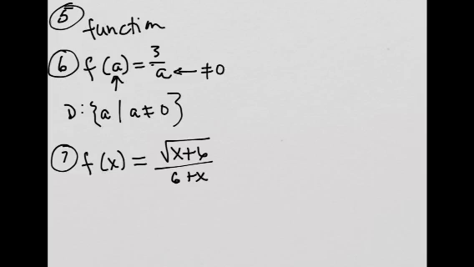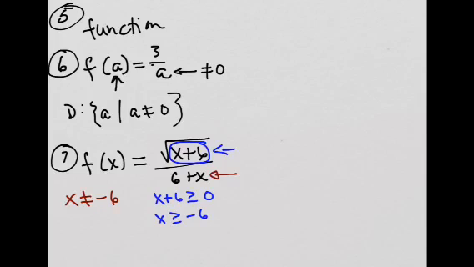Alright, so they're asking you for the domain. This one has two things to be careful about. The denominator has an x, and then we also have an x inside a square root function. In the denominator, remember we cannot have a 0. So I have to say x cannot be negative 6, because that would make the denominator a 0. In the numerator, this part right here has to be greater than or equal to 0. So x plus 6 has to be greater than or equal to 0, so x has to be greater than or equal to negative 6.